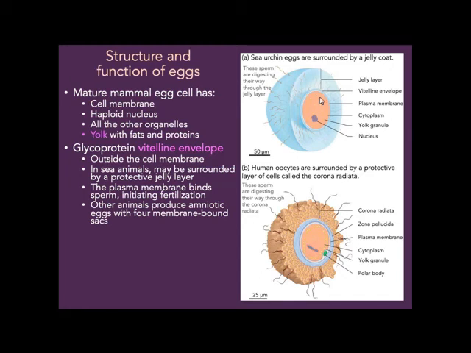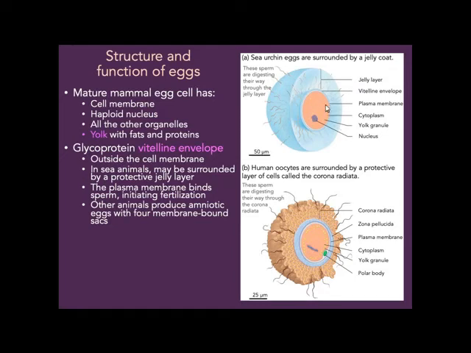And in sea animals, on the outside of the vitelline envelope, you have this jelly layer because they're in salt water, so they need extra layers of protection. And then you have the plasma membrane that is on the inside here. So you have your membrane, and then on the outside of that, you have your vitelline envelope. And so the sperm has to come in here and make contact with the plasma membrane on the inside. And when that happens, that initiates fertilization.